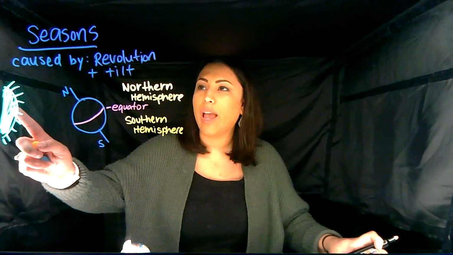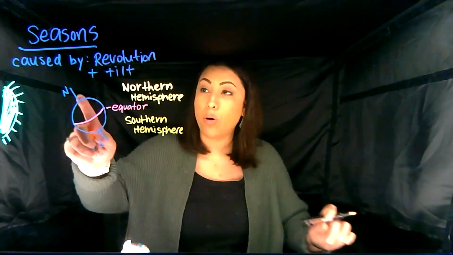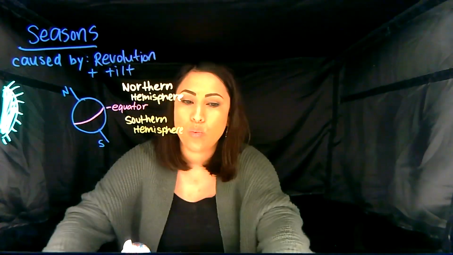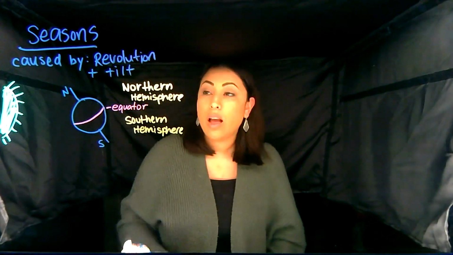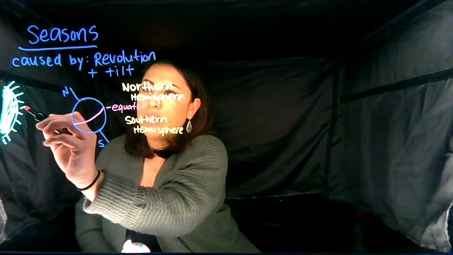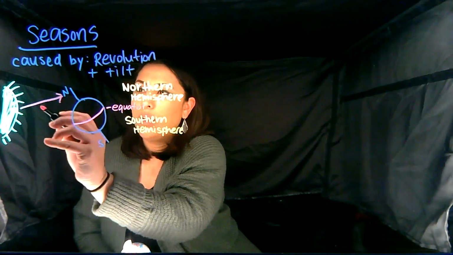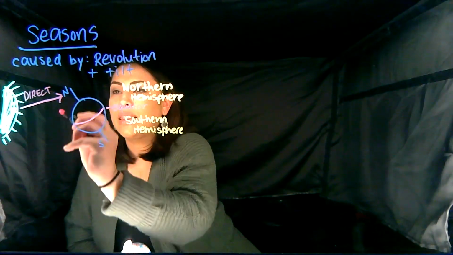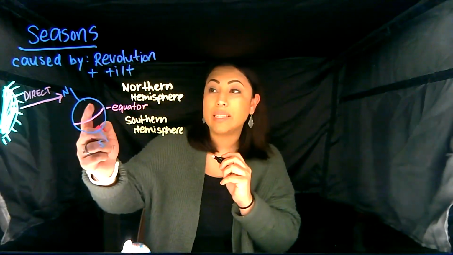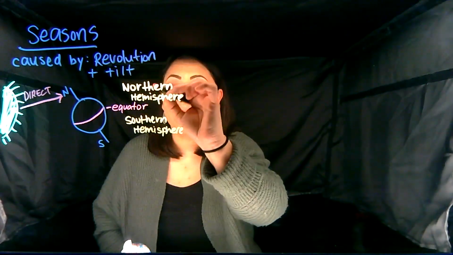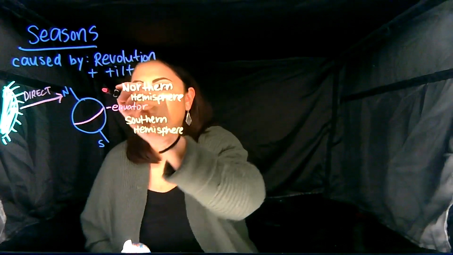Okay, so now if we look at our northern and southern hemisphere and the poles, we see they're getting different amounts of sunlight based on if they're pointing towards or away from the sun. Okay, so they're getting different amounts of sunlight. So if I point the sunlight to the North Pole, this is direct sunlight. So if you're getting direct sunlight, what season would that be? This is going to be, the Northern Hemisphere is going to be summer.